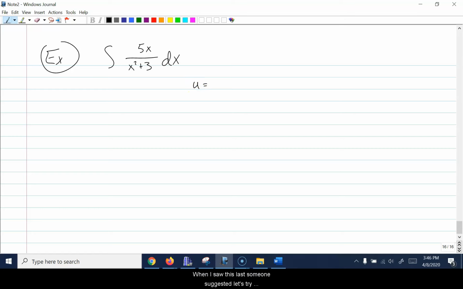When I taught this last, someone suggested let's try u equals x. So let's try that out. If u equals x, then what's du? The thing we're doing is start with what's du dx. What's the derivative of u? U is x. What's the derivative of x? It's 1. So du dx is 1. Move that dx to the other side of the equation. Du is 1 dx.